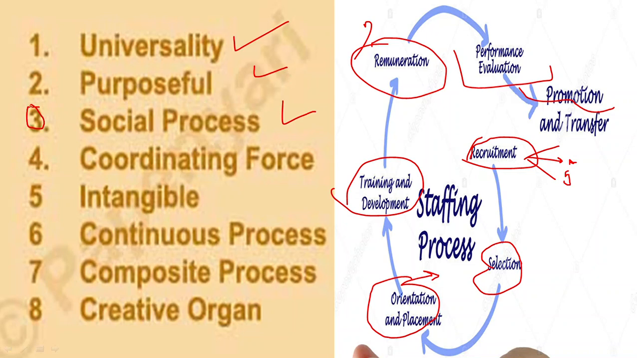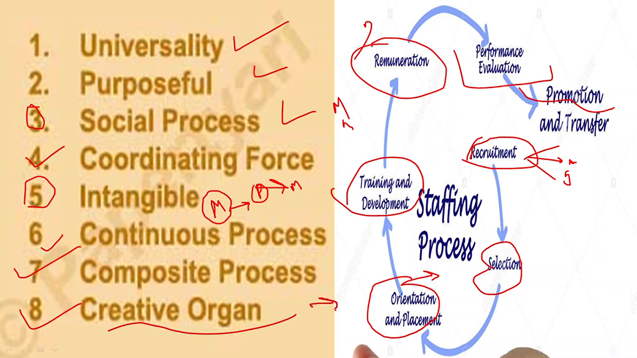because you are dealing with people, and it is a coordinating force. It is intangible again because you can manage money, material, machine, but this function is related to humans and it is intangible. People say that you cannot manage people. It sounds very weird that a person wants to manage the workforce, wants to manage the people. So it is a very sensitive function, it is a continuous process, it is a composite process, and it is the creative organ because you are creating the workforce, the creative minds.